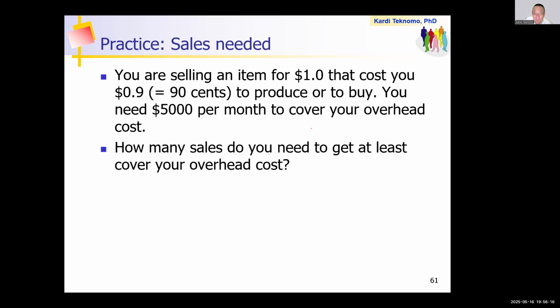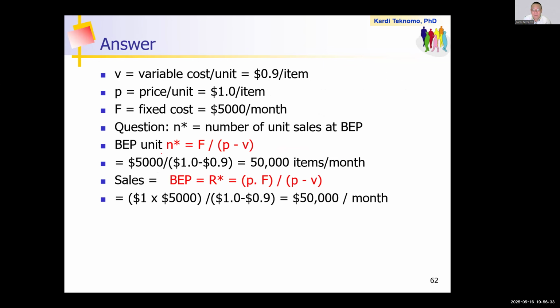Yeah, so if you know the F, right? This one is small p. Yeah, this one is small v. So then you can calculate. So the PP is just N equal F divided by P minus V, and this is the PP formula and the sales.